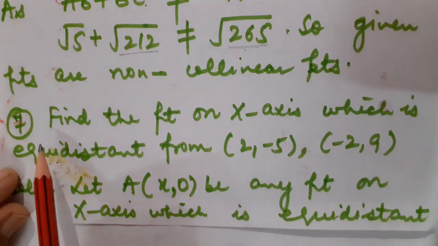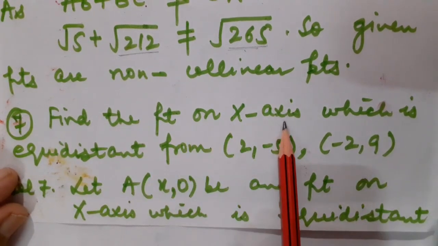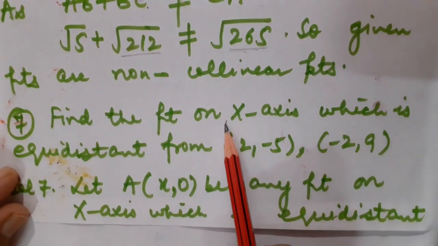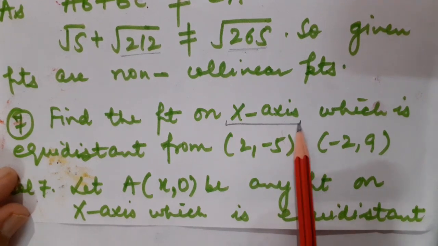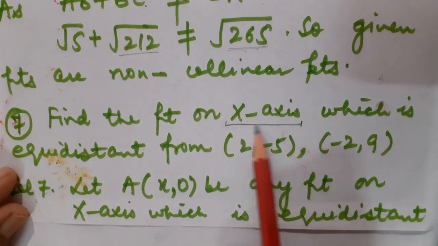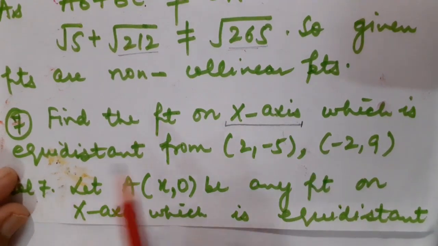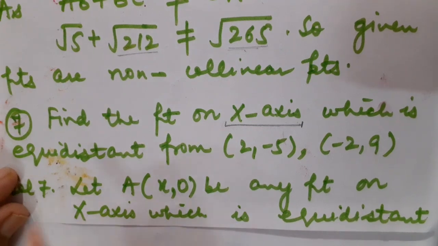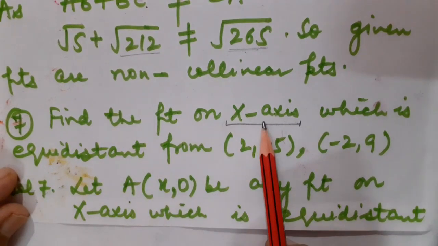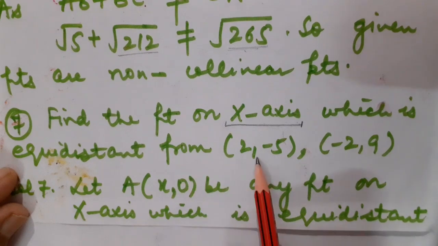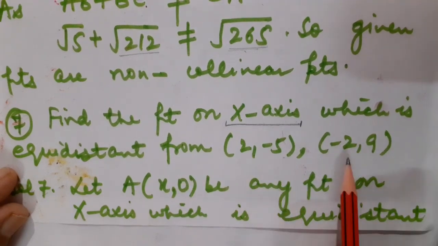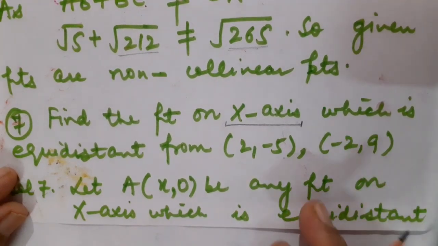Now children, our next question is, find the point on x-axis. When it comes, you have to think about the point which comes on x-axis. Then children, definitely it strikes in your mind that the ordinate must be 0. Correct? Because on x-axis the y coordinate is 0 and on y-axis the x coordinate is 0. Fine students. So find the point on x-axis which is equidistant from 2 comma minus 5 and minus 2 comma 9. So let us start.